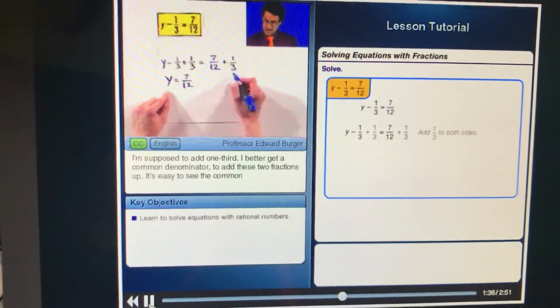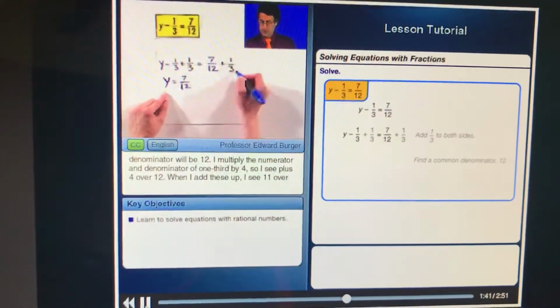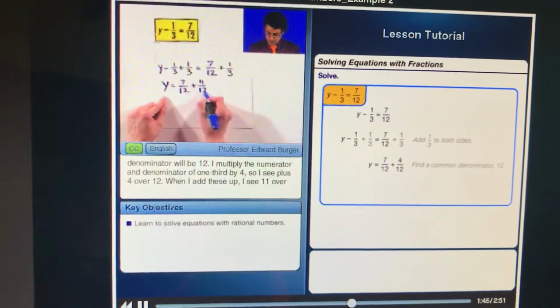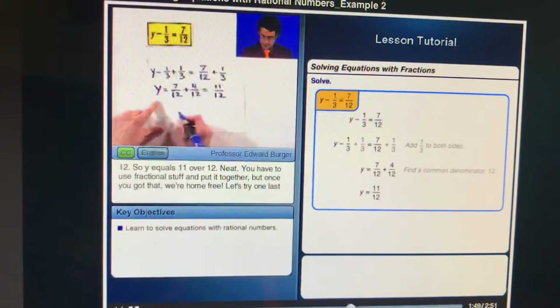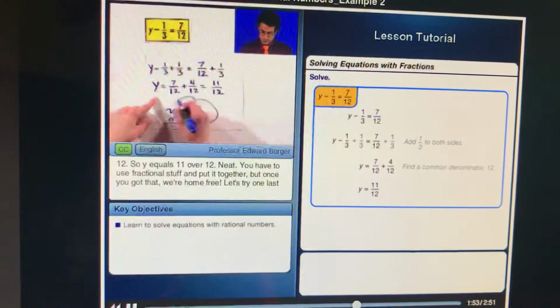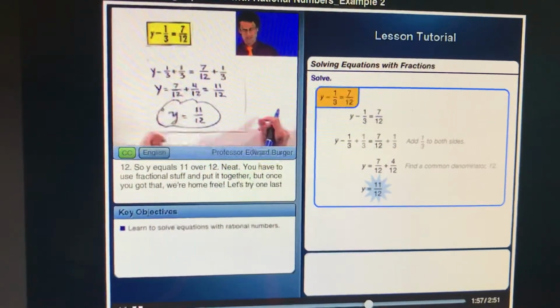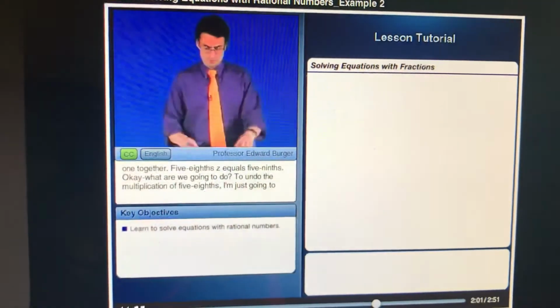So I better get a common denominator to add these two fractions up. And it's easy to see the common denominator will be 12. I'll multiply the numerator and denominator of 1/3 by 4. So I see plus 4/12. And when I add these up, I see 11/12. And so y equals 11/12. Neat. So you have to use fractional stuff and put it together, but once you got that, we're home free. Let's try one last one together.